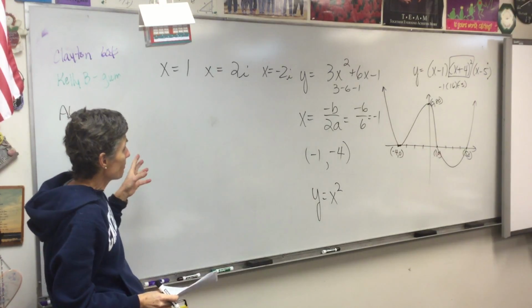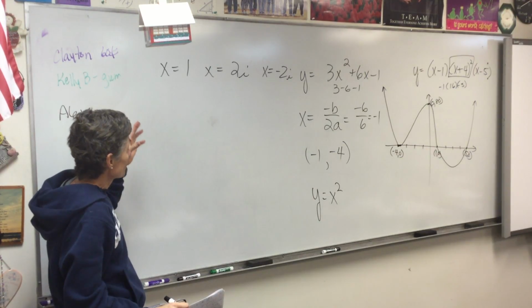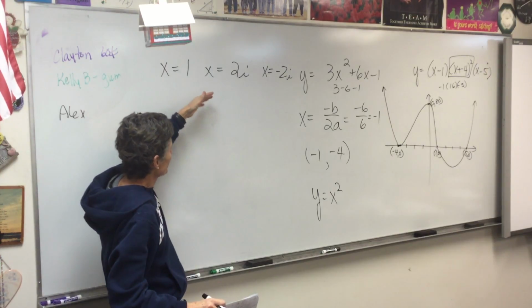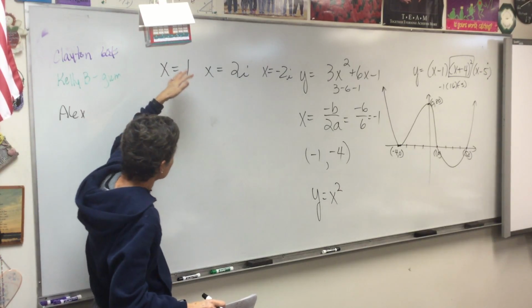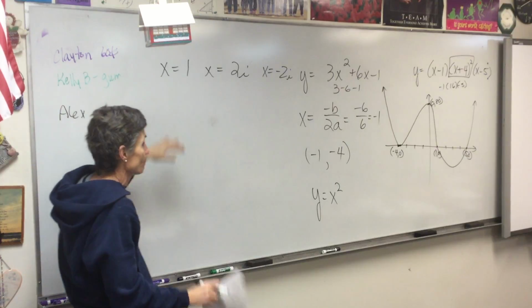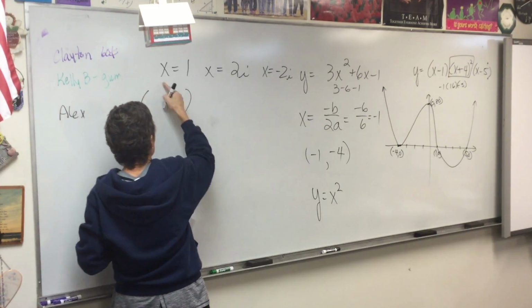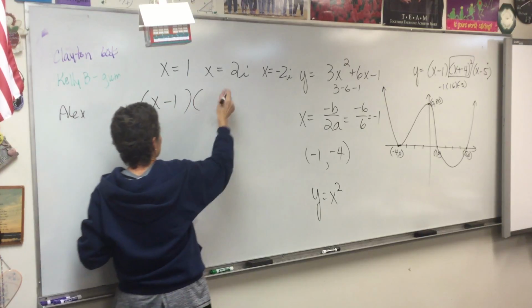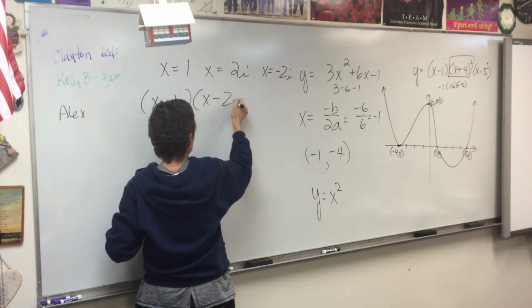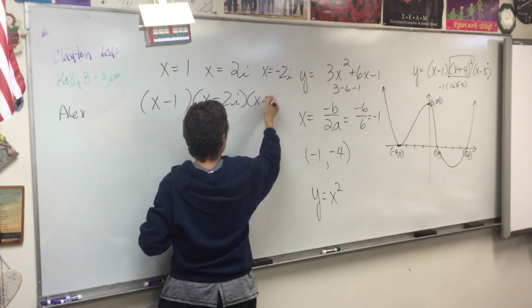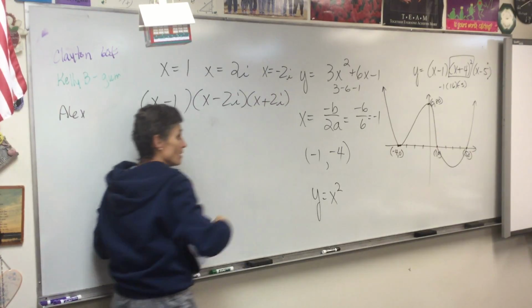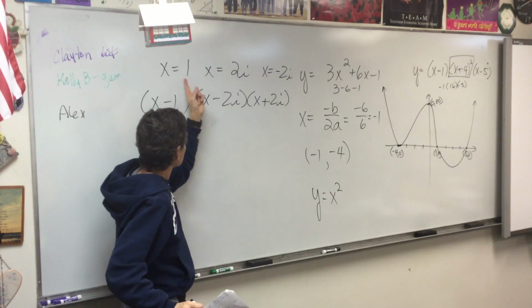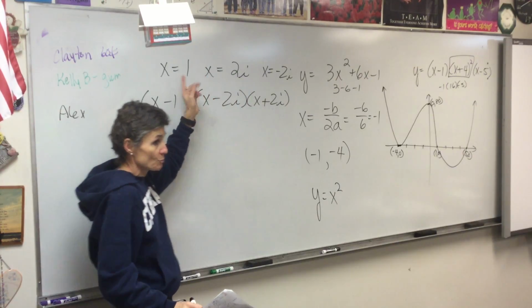So your job is to work backwards. What is the equation that, if you solved it, would give you these answers? What factor would have generated this? x minus 1, x minus 2i, and x plus 2i. Those are the factors that, if you solve these factors, isn't this what you get? You're just working backwards.